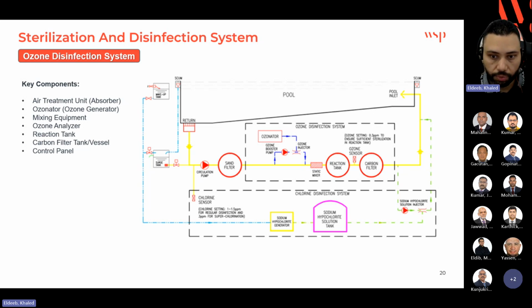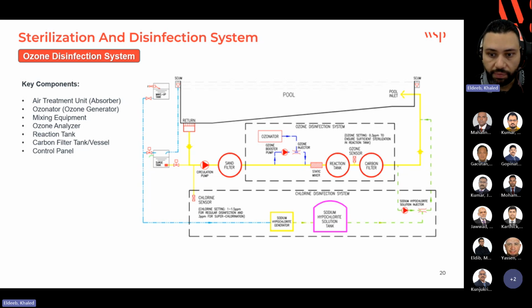organic pollutants. And number 6 is the carbon filter tank or vessel. We use this carbon filter to remove the residual ozone, as I told you, because it is harmful. We cannot leave it to go back to the pool again because it causes issues to the swimmers and also to the equipment. So we have to remove any residual ozone before going back to the system again.